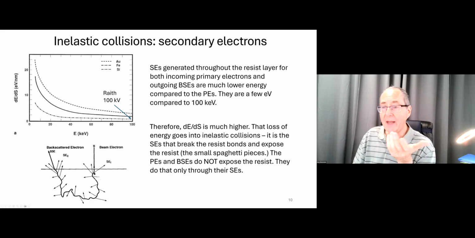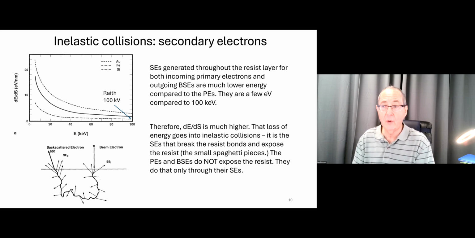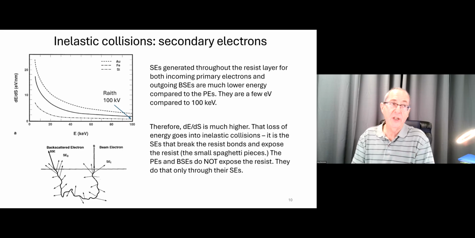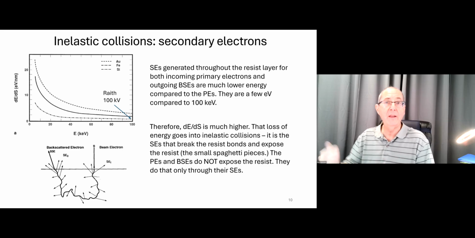But if we think back to the Bethe equation, we know that an electron loses more energy the lower its energy, basically. So which one is going to be losing more energy per unit distance? The primary beam at 100,000 volts, or secondary electrons, which range anywhere from a few electron volts to even a few hundred electron volts or so? And the answer is the lower energy electrons are actually losing much more energy per unit distance than the primary beam is. And that loss of energy by the secondary electrons is what breaks your bonds.